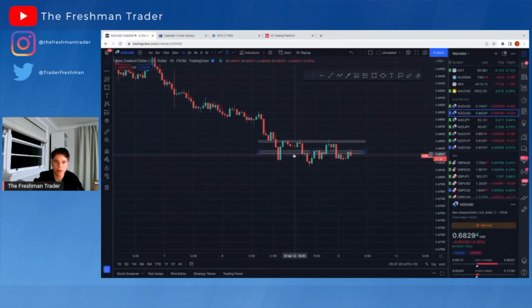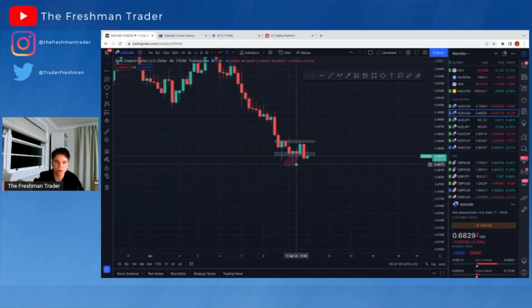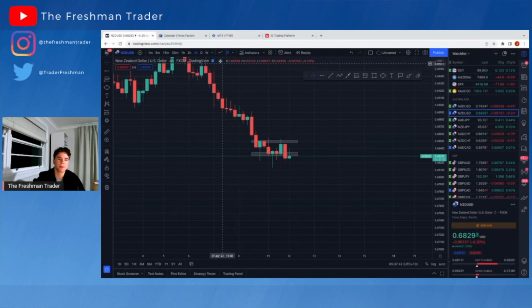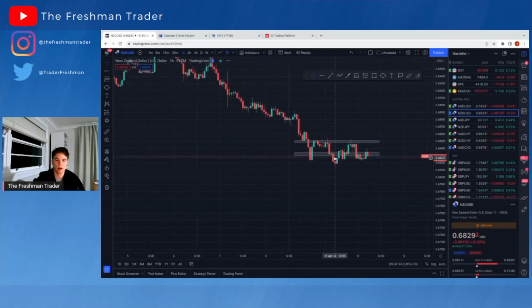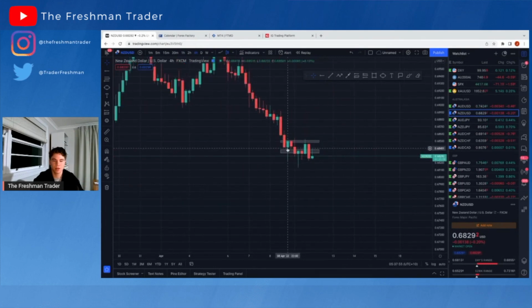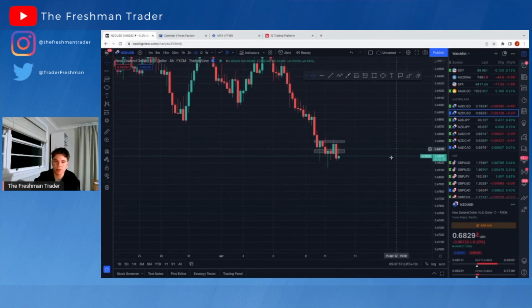And another thing to note is I'm not too concerned about all this noise over here on the 1H, okay? Because the 4H is my structural time frame. So I'm not going to change where these levels are on the 1H because I'm using the 4H to find the structure. So whatever time frame you're using to find the structure, stick with it. So yeah, that's looking nice as well with New Zealand dollar weakness.